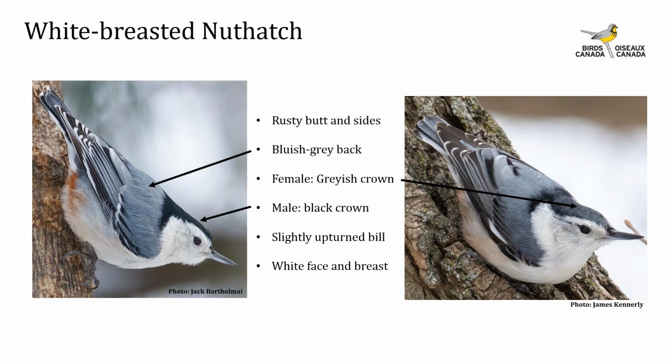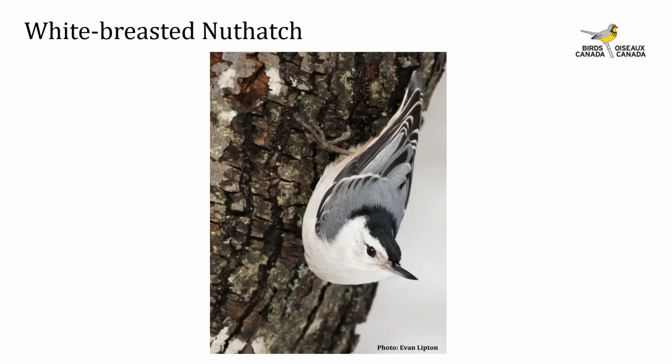Our next species is the white-breasted nuthatch. Males have a black crown, females have a grayish crown. Beyond that, the males and females are identical. Both sexes have a white face and breast with a bluish-gray back. The feathers under their tail and their sides have a rusty tinge, but the intensity of this color may vary, and their bill is slightly upturned. The white-breasted nuthatch, or nuthatches in general, are known for walking downward on large branches and tree trunks, and the advantage to this behavior is to search for prey by probing bark crevices and loose bark.